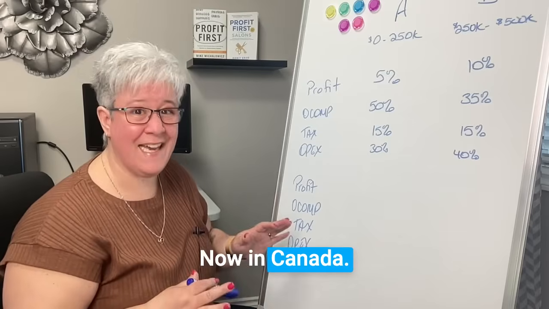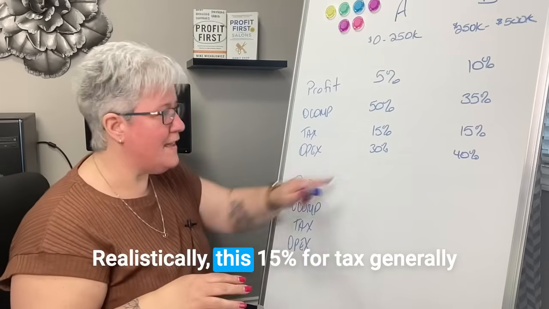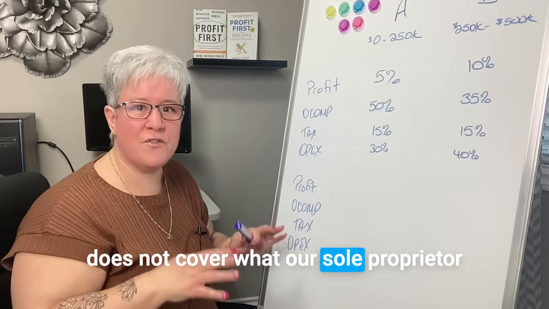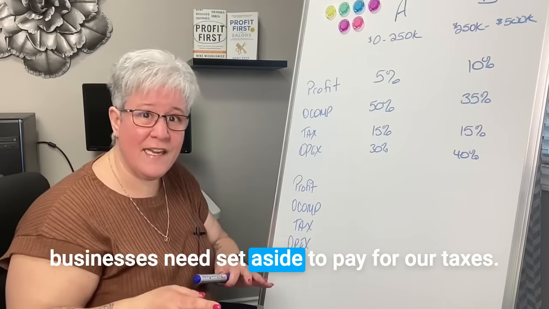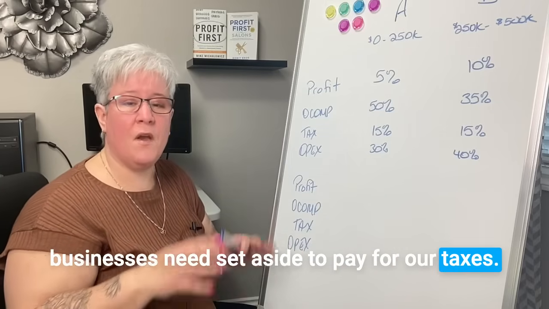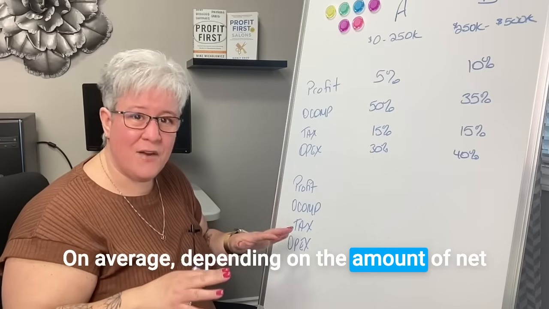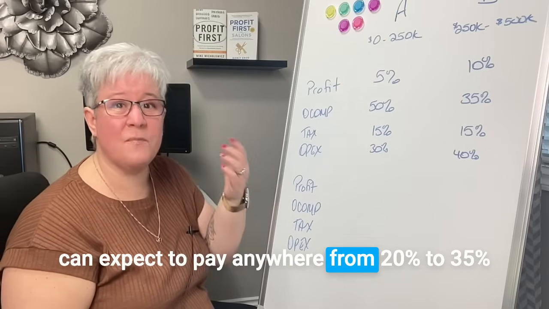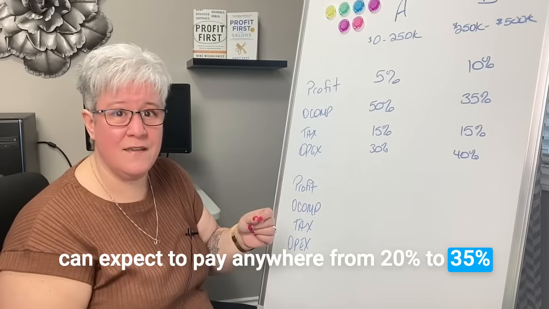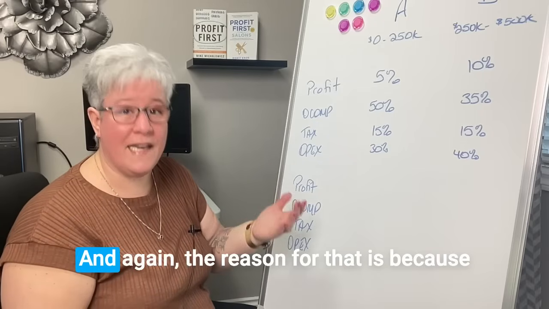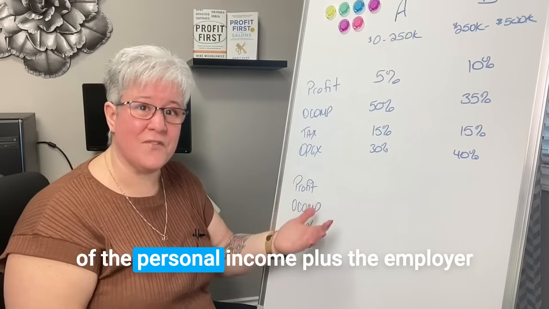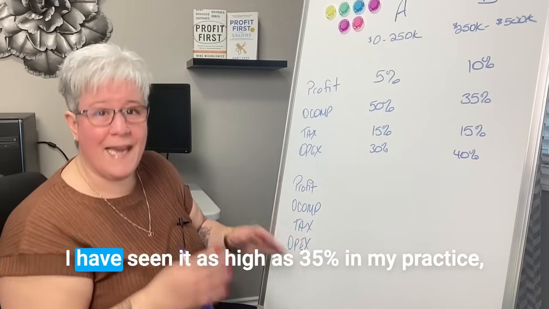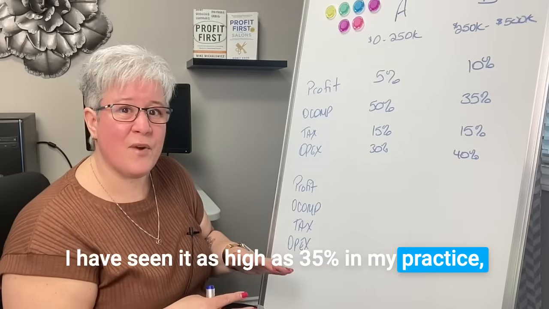Now in Canada, realistically, this 15% for tax generally does not cover what our sole proprietor businesses need set aside to pay for our taxes. On average, depending on the amount of net income in your sole proprietor business, you can expect to pay anywhere from 20 to 35% in taxes. And again, the reason for that is because of the personal income plus the employer and employee portions of the CPP and EI. I have seen it as high as 35% in my practice.